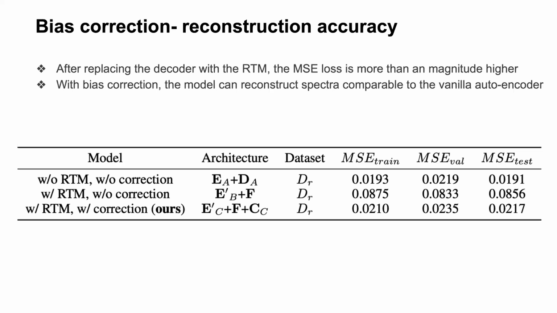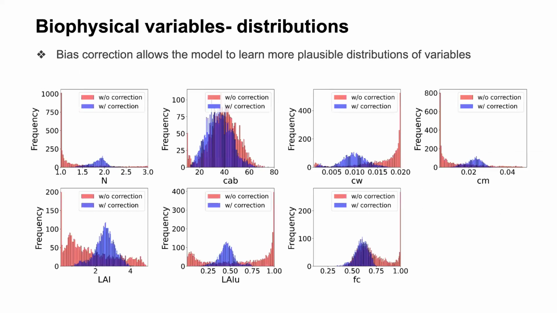But this bias correction also allows us to compare the variables learned by our model with and without the bias correction. Without the bias correction, it seems that the variables learned by the model have a similar shape as the baseline model, because many values fall to the limits of the range. It's probably due to the fact that in order to minimize the reconstruction loss, despite the presence of the bias, the model has distorted the distribution to extreme values. But with the bias correction, the model is able to learn more plausible distributions.